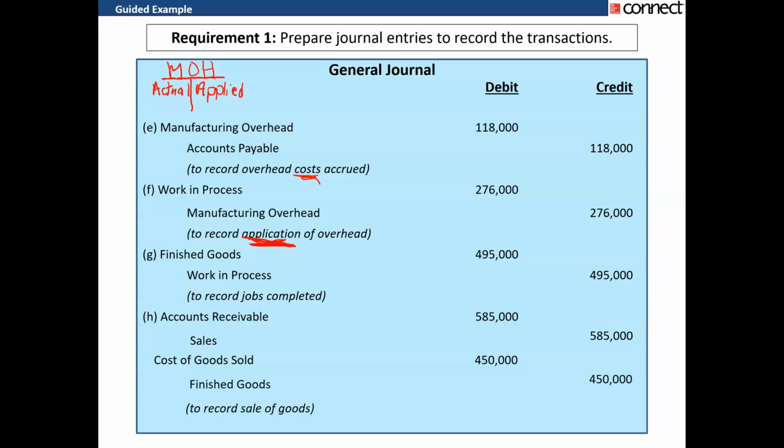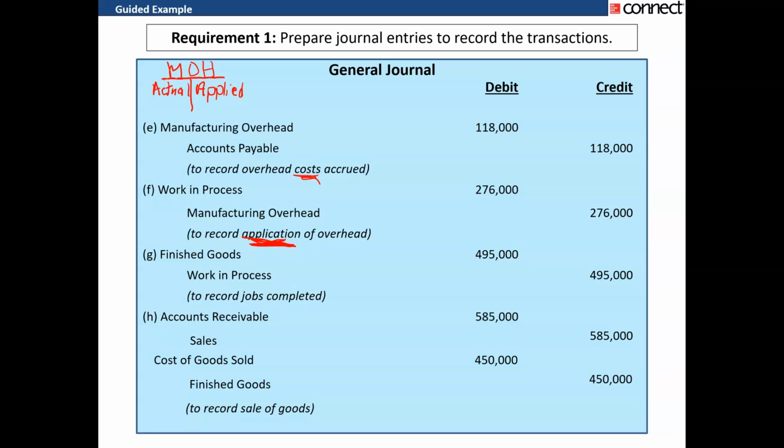H is to record the sale of goods. Now, if you remember from financial accounting, when you record a sale, it's actually two transactions when you're a manufacturing firm. First, you record the sale. The sale was $585,000. Debit accounts receivable, credit sales. This is to record the sale.